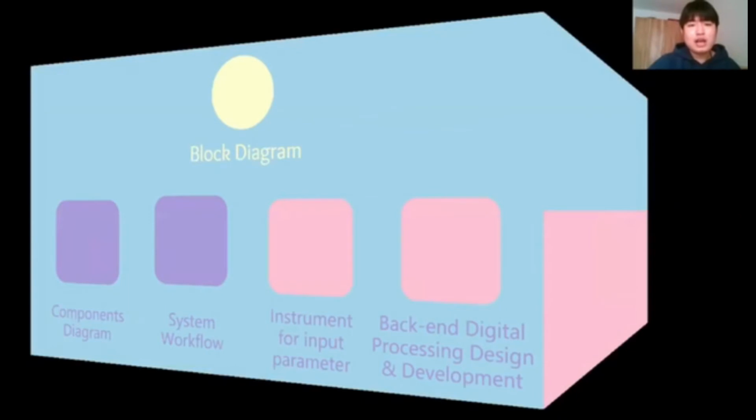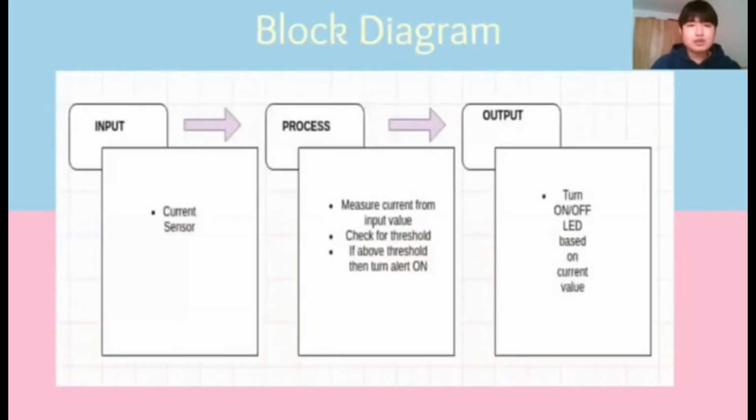At first, I will talk about the block diagram. As you can see, this is our block diagram. The first one is the input current sensor, and then its process: measure the current from the input value. If we get the input value, we will check for the threshold. If above the threshold, then turn a light on. And then is our output, turn on or off the LED based on the current value. All of this is our block diagram.